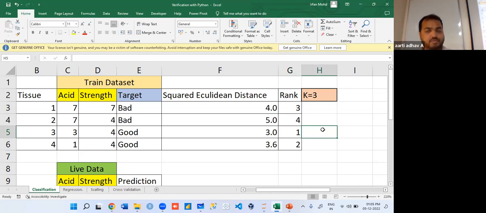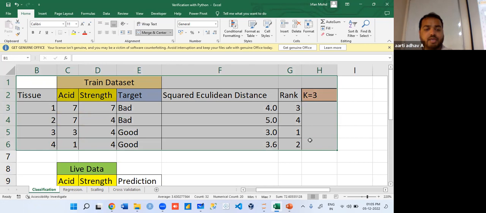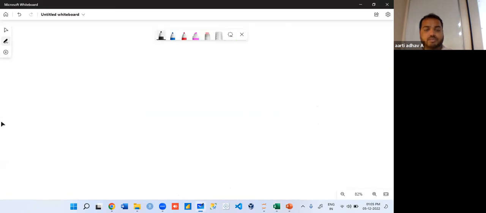ये clear हो गया? Now I can take the value of k. What is the meaning of k? To find the nearest neighbor. I have taken k value as 3. This 3 is decided by me as random. ये clear हो गया? Anyone have any question on this? Please ask.